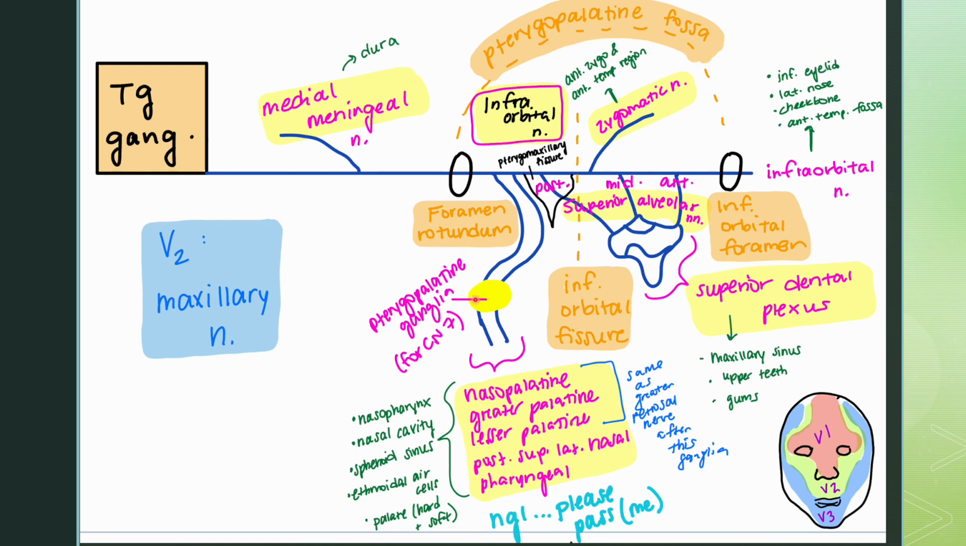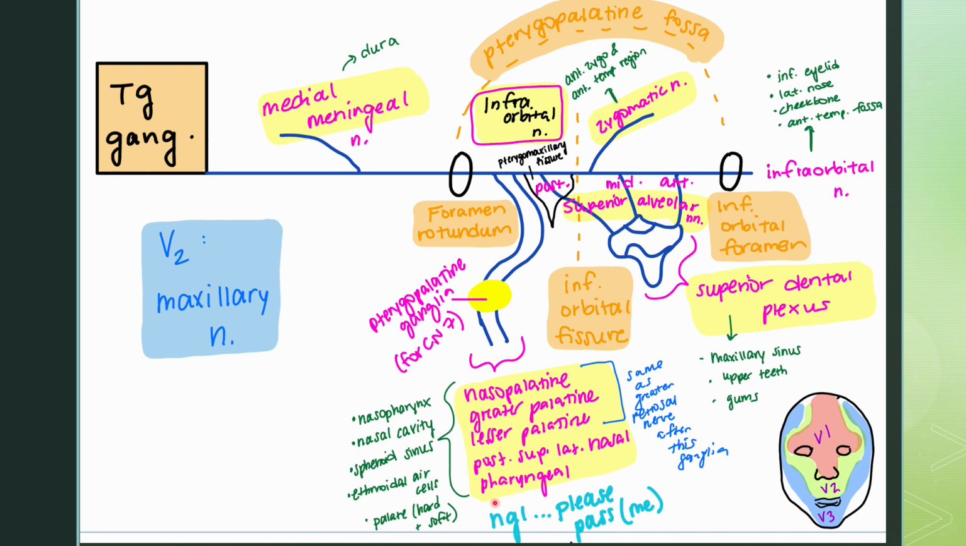But as we know, cranial nerve 7, the facial nerve, uses it. So you go to the foramen rotundum. The first thing that happens is 5 branches get put off around the same time. These branches are all sensory, as we said. V2 is all sensory. It goes to the nasopalatine, greater palatine, lesser palatine, posterior superior lateral nasal, and pharyngeal.